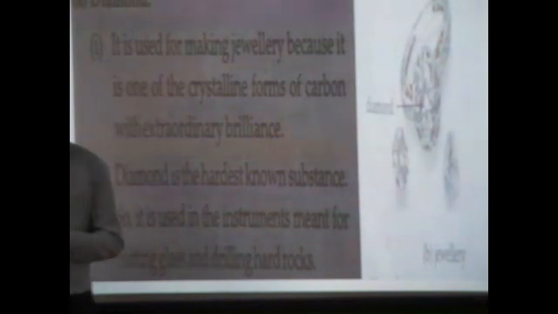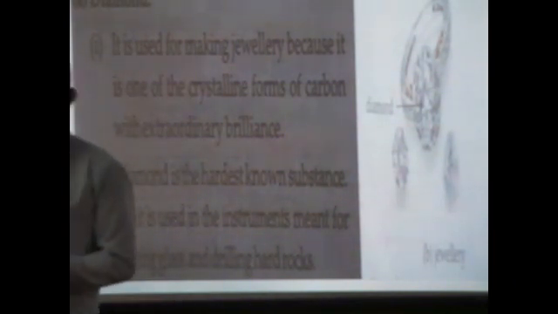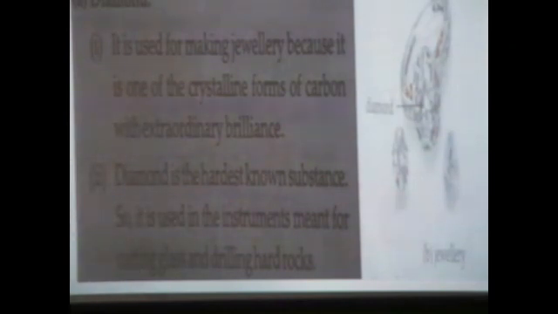Now you can see here diamond, which is the pure form of carbon. It exists in free state. So what are the uses of diamond then? It is used for making jewelry because it is one of the crystalline forms of carbon with extraordinary brilliance. So why it is used for making jewelry? Because of its extraordinary brilliance.